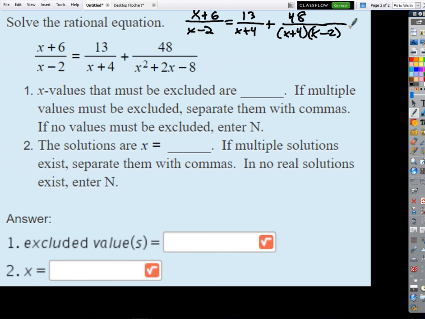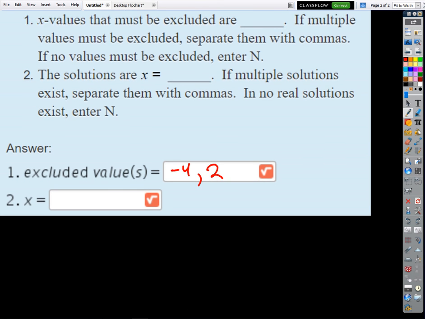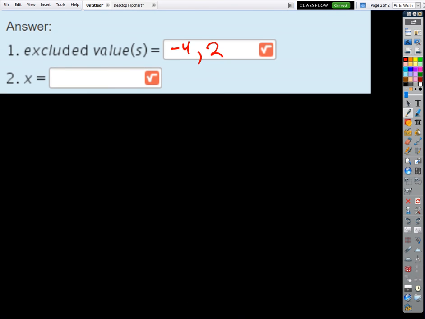So right away, what are my excluded values? 2 and negative 4. The values that must be excluded are negative 4 and positive 2, right? And then I would just multiply the least common denominator through both sides. I've got to multiply the whole thing. So if I do that, let's rewrite that.